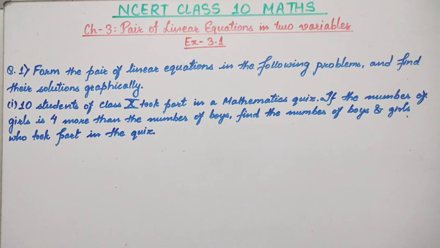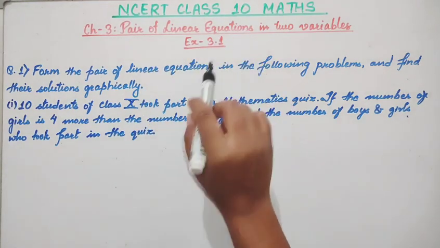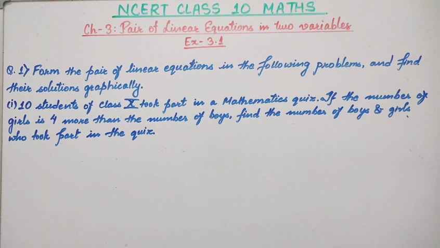Today we will start with chapter 3, pair of linear equations in two variables from NCERT class 10 mathematics book. In the previous video we have covered chapter 2. Do check my previous videos if you want to learn the solutions of chapter 1 and chapter 2. From this video onwards we are starting chapter 3 and exercise 3.1.